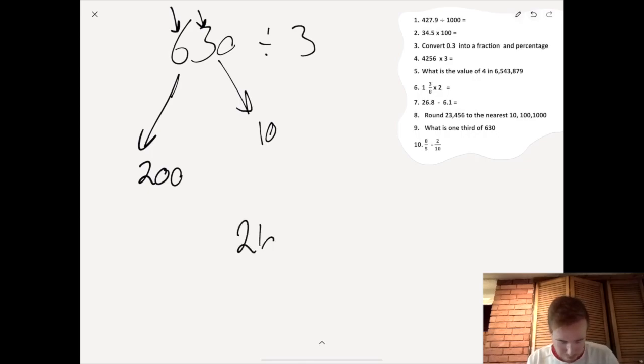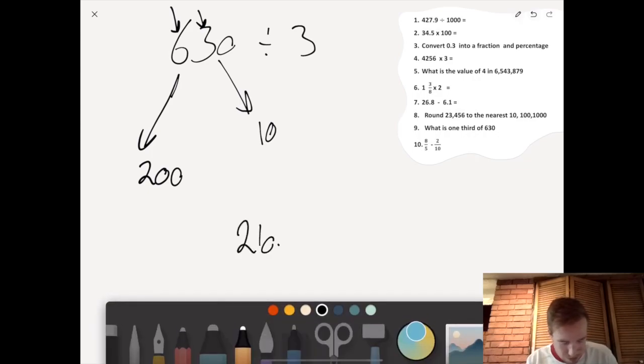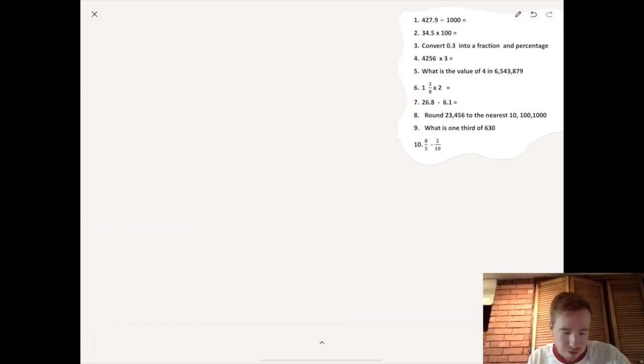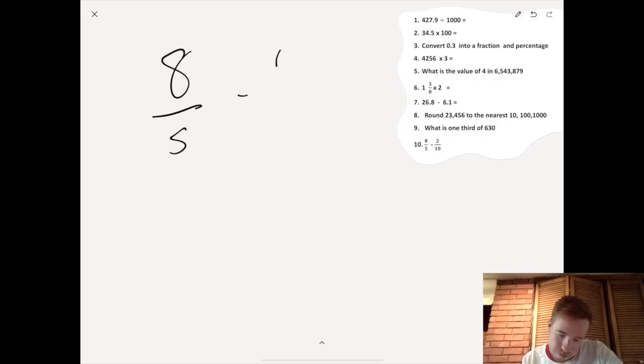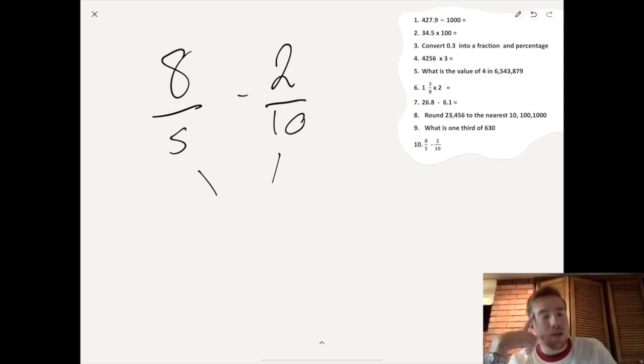Okay. And then finally, 8/5 subtract 2/10. Okay. Talked about this in class. These cannot, at the moment, interact with one another because they have different denominators. It's like comparing oranges and peaches. Who's got more? You've got 4 oranges and 3 peaches. Who's got more? It doesn't make any sense. Okay. Who's got more fruitiness? It doesn't work because they're different.